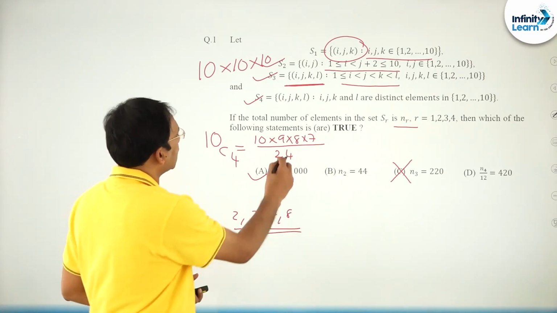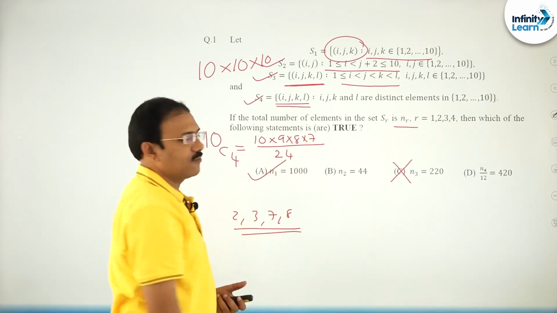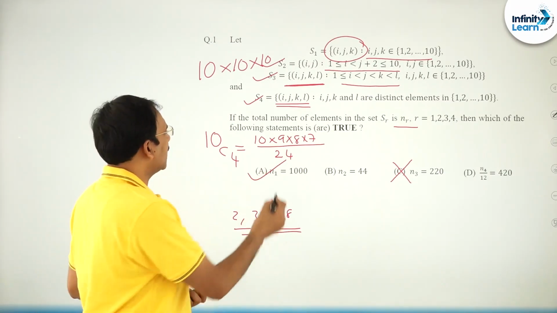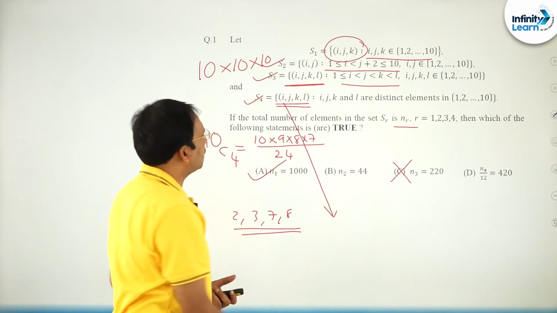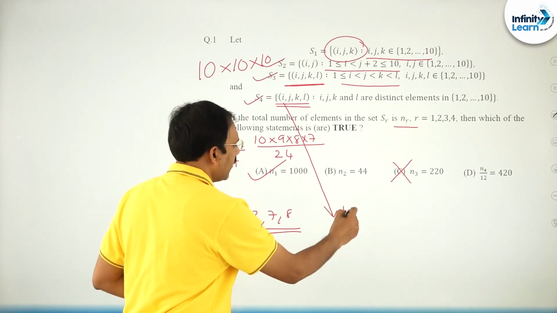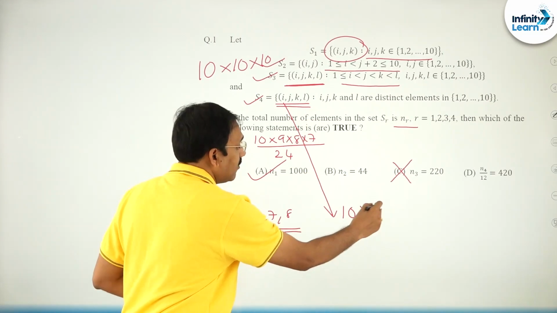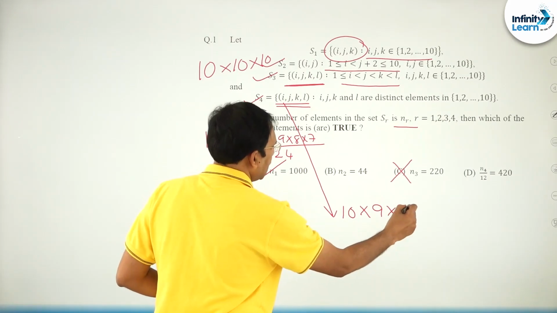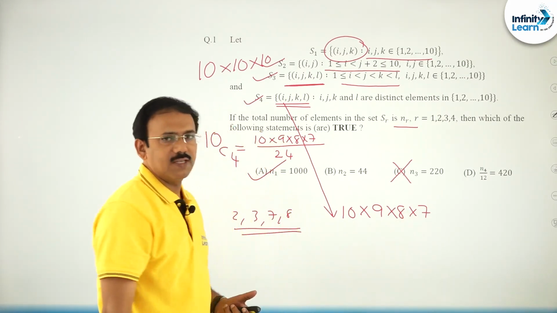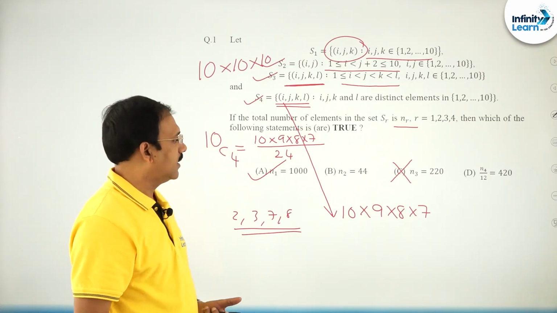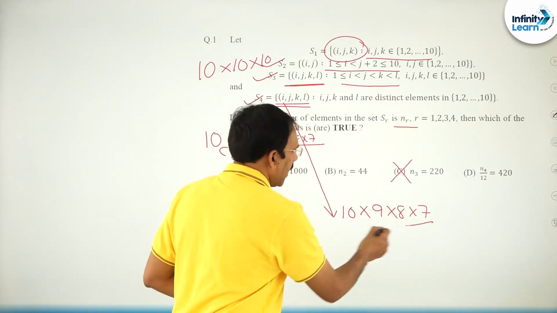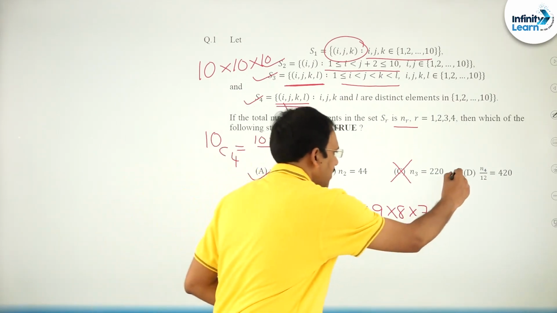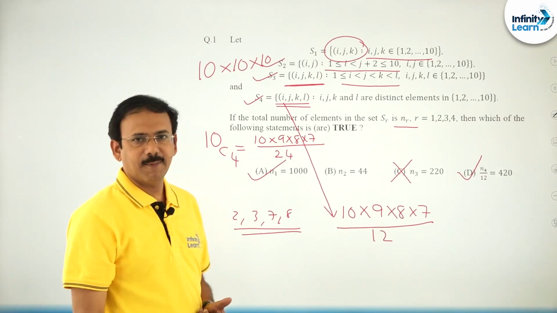And the next one, S4, IJKL, a 4-tuple, where these are distinct elements. I think this is by using the fundamental counting principle. I can be filled in 10 ways, J can be filled in 9 ways because of distinct elements, K will have 8 possibilities, L will have 7 possibilities. So it is 10P4 in fact. N4 by 12, you just compute, it is going to be 420. So this is also correct, fine.